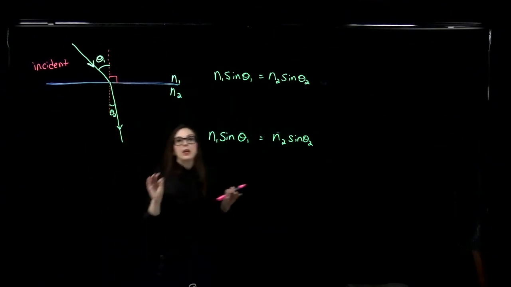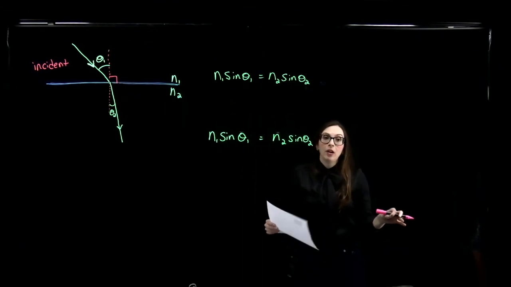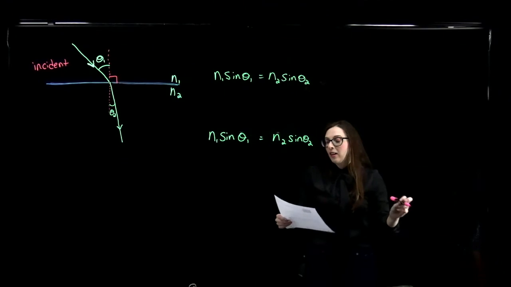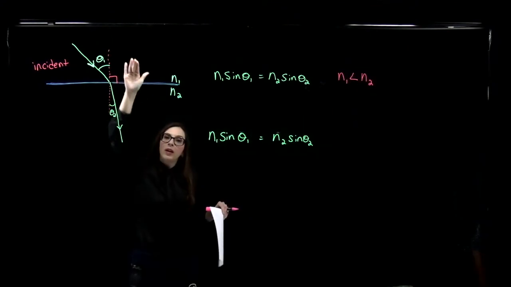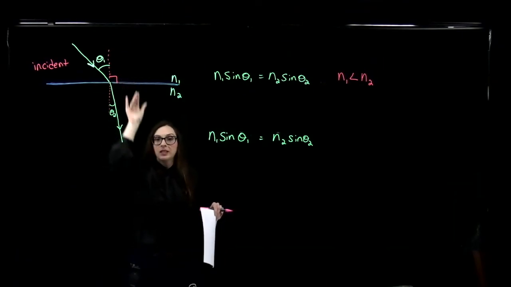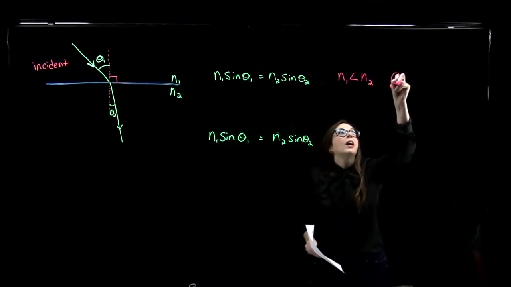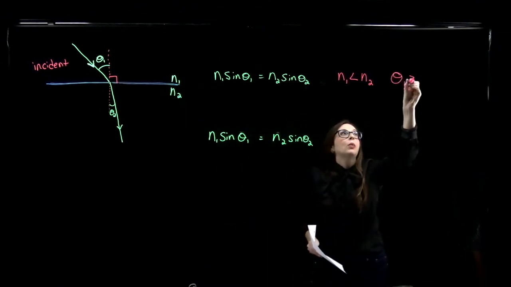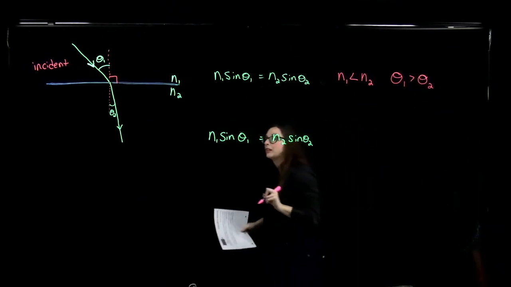Here I've got Snell's law. Let's see what happens to our angle of refraction if n1 is less than n2. Let's say this is air, maybe this is glass or water. If n1 is less than n2, that means that our incident angle theta 1 is going to be greater than theta 2, than our refracted angle.